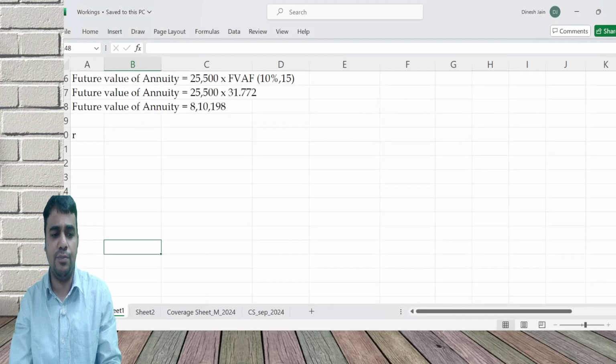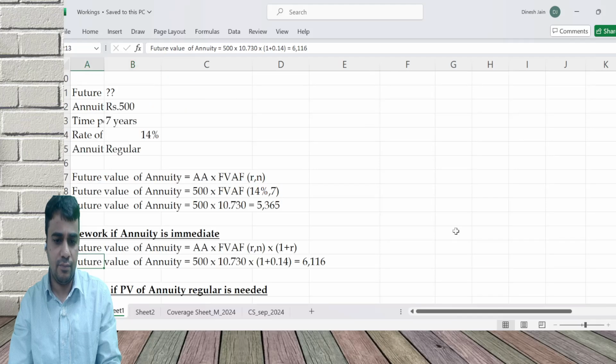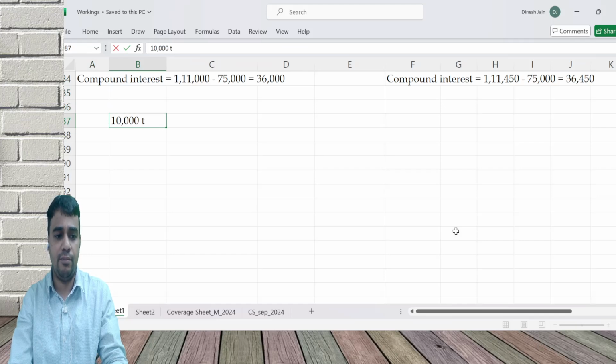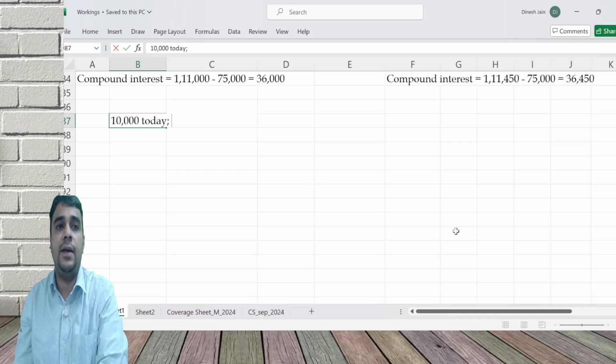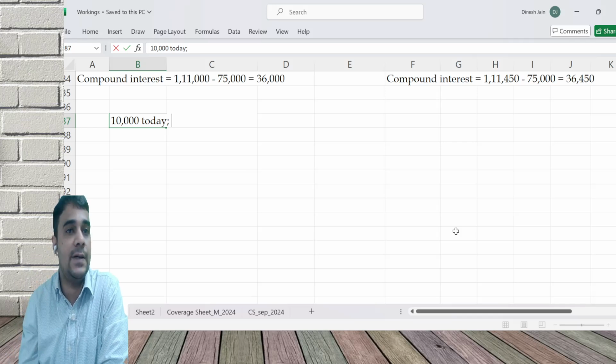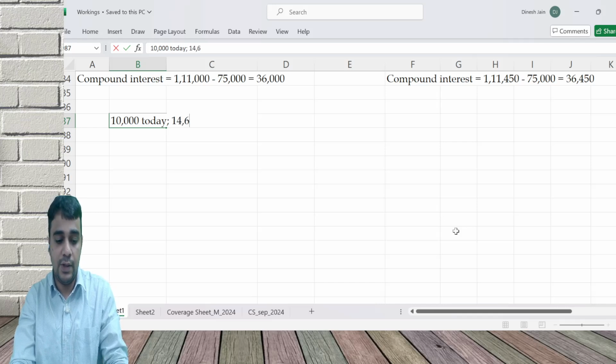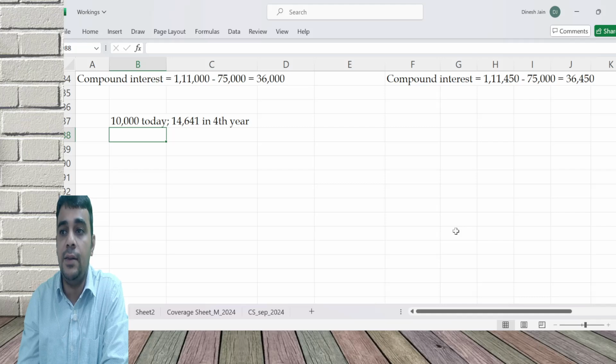Now, let's assume I'm investing 10,000 today in an FD. In an FD, first year it gives me 10% interest. In the calculator: 10,000 plus 10%. Again, plus 10%. Again, plus 10%. Again, plus 10%. Give me the number. 14,641 in the fourth year.